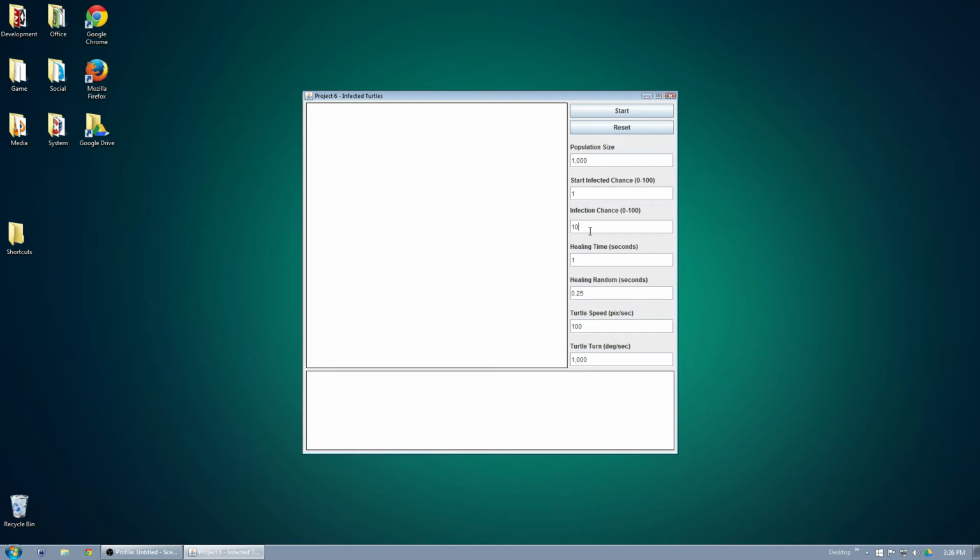So it might be possible, if you have it lower, for turtles to pass by each other and not spread the infection. The healing time is how long it takes for the turtle to heal. Healing random adds a little bit of variation. So this is 1 second plus a random amount up to a quarter of a second. The turtle speed is how fast the turtle walks and the turtle turn is how much of a random amount the turtle should adjust. So let's see what these new settings look like.